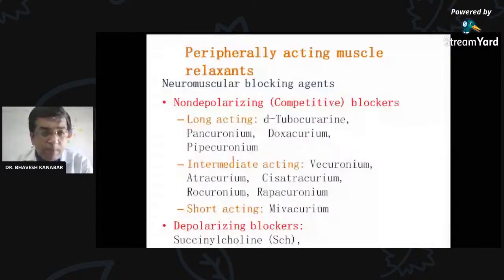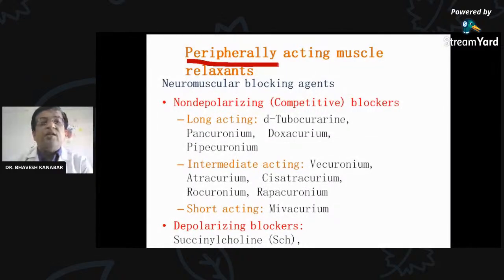So first of all, peripherally acting skeletal muscle relaxants. We are going to talk about peripherally acting skeletal muscle relaxants. As you know, basically there are two types, peripheral skeletal muscle relaxant and central skeletal muscle relaxant. See friends, we are going very slowly with understanding of the things. So if you pay proper attention to the lecture, you can remember so many things.